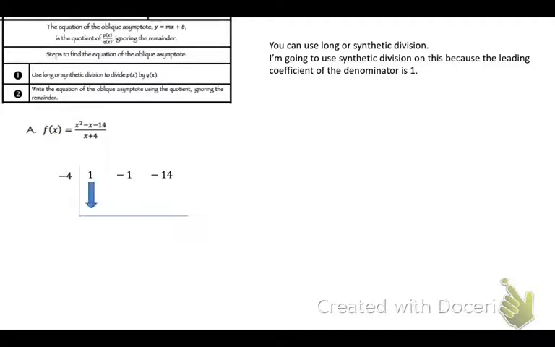Bring down the first number. So we have 1. Then multiply. 1 times negative 4 is negative 4. Add those. You get negative 5. Negative 5 times negative 4 is positive 20. Add those, and you get positive 6. But we're going to ignore the remainder, and the equation of my slant asymptote, or my oblique asymptote, is x minus 5. Okay?